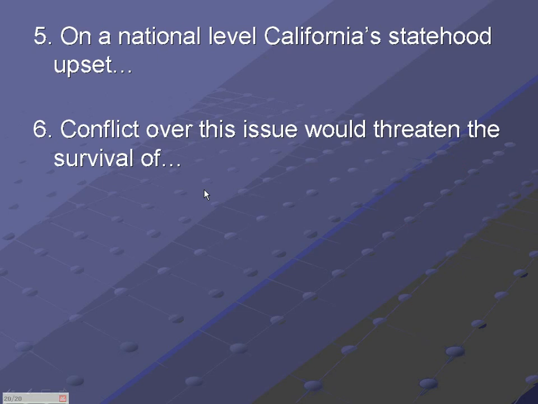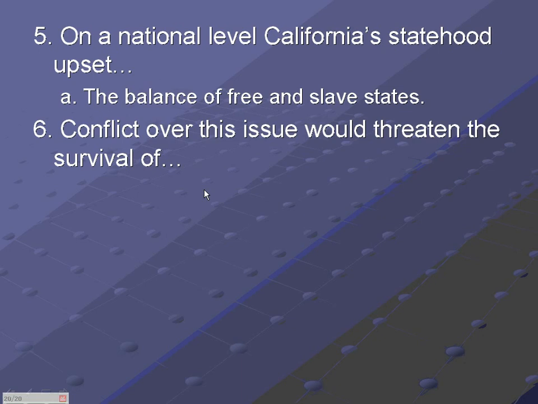On a national level, California's statehood upset the balance between free and slave states, which is obviously bad news, which is something that we've talked about at great length. And conflict over this issue would threaten the survival of the Union, or cause people to fight about slavery and all that kind of stuff. So that is the California Gold Rush.